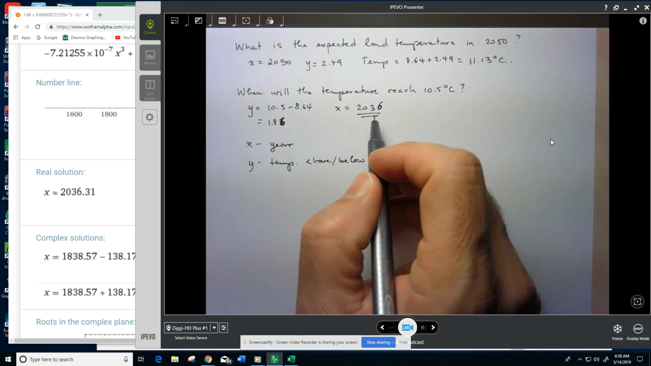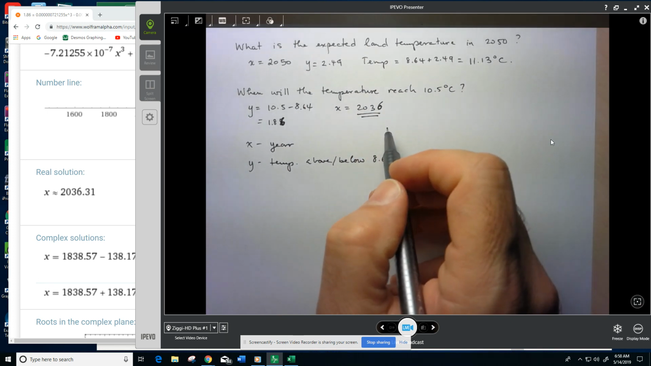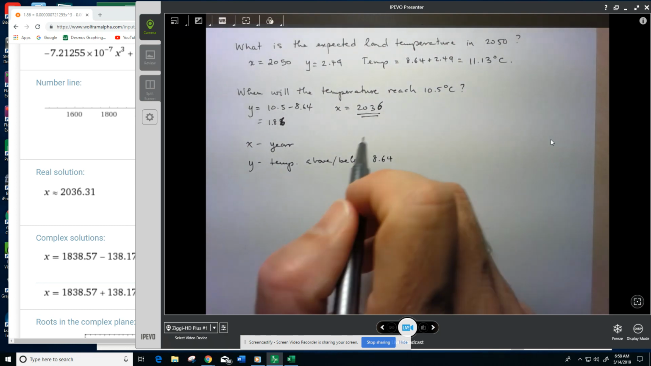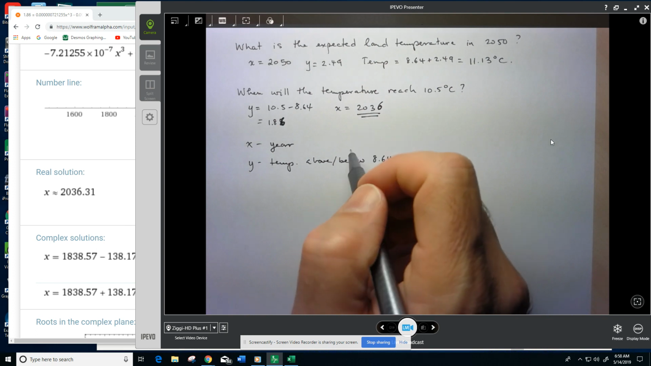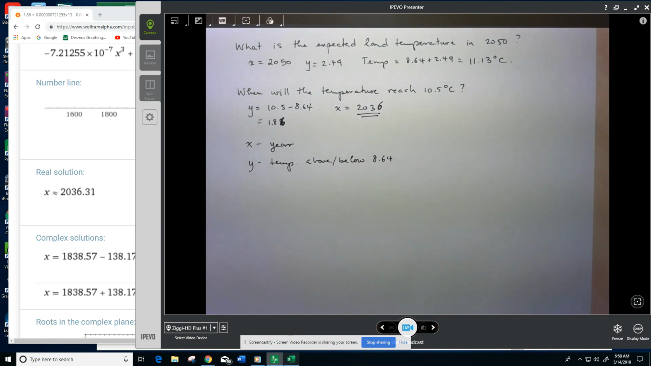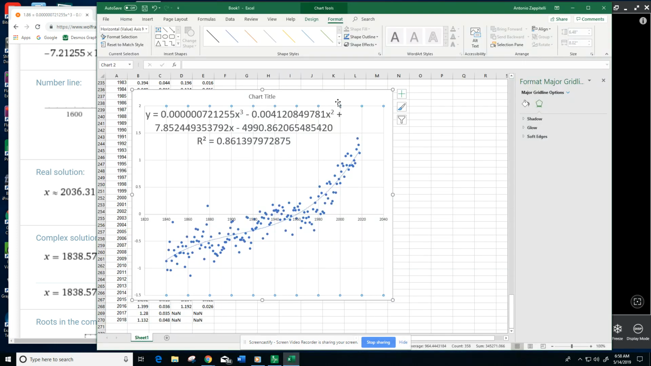So you might use this as a way to convince people that we need to take certain actions to avoid reaching 10.5 degrees Celsius before 2036. Okay, so again, just to recap, once you have your equation in Excel, you can use these online tools. So remember, there's the function evaluator to input an x value and quickly get the y value, or a function solver when you input a y value and you have to solve for x.